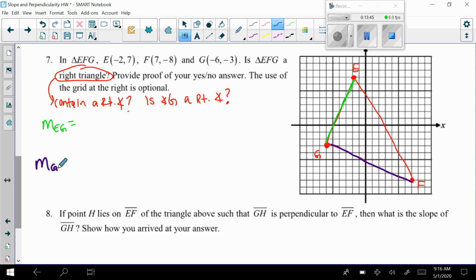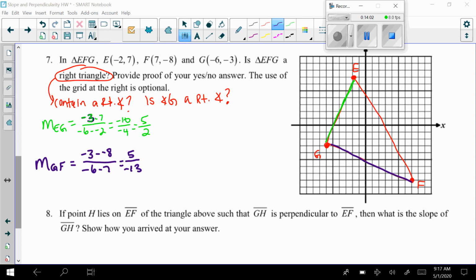Notice exactly what I'm finding. This is huge because this is a little proof. So the reader should be able to tell exactly what you're doing. I'm going to find these two slopes. I'm going to see if they're negative reciprocals. So pause it and find those two slopes for me. You should be able to do that part on your own.